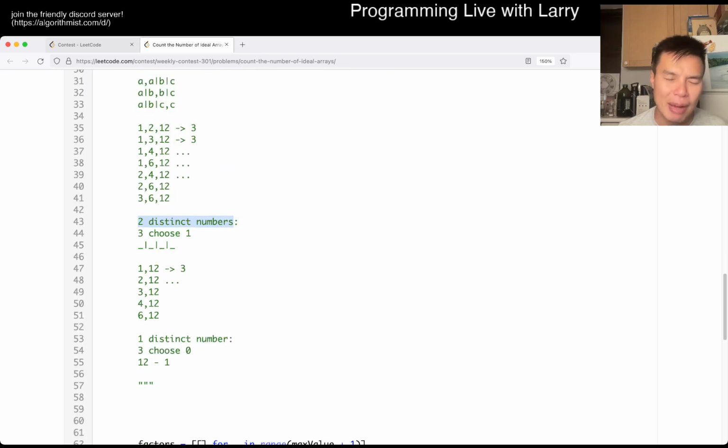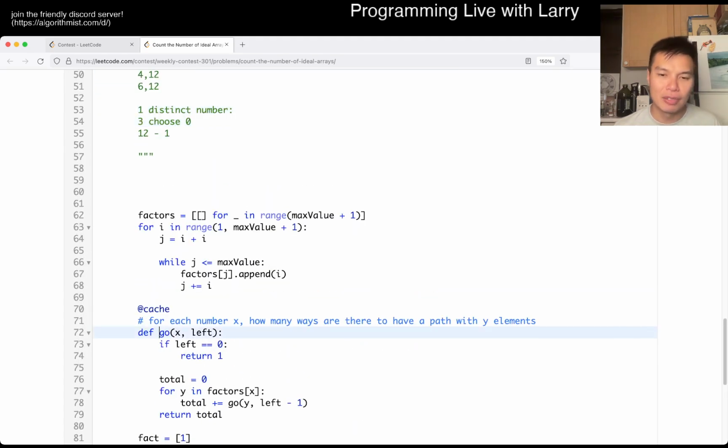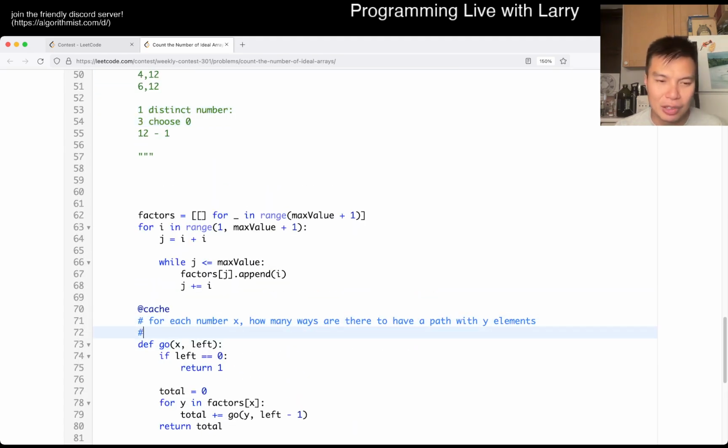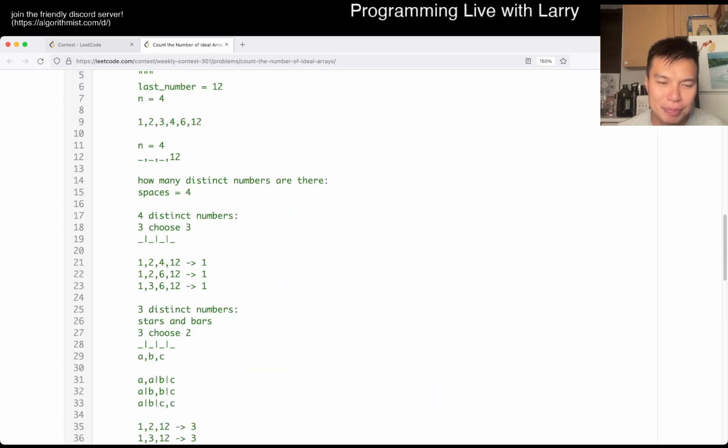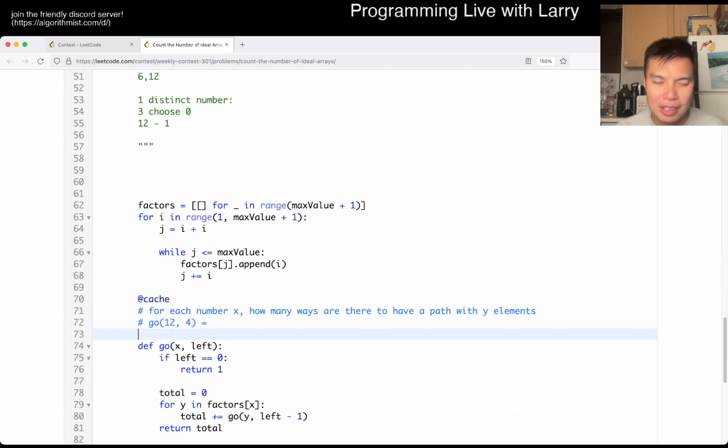How many ways are there to have 1 distinct number? And that's basically what we have here, right? So, for example, in this case, we have go of 12 of 4 is equal to what we had before, right? Is equal to this thing. And that is just equal to, for example, the last number is, technically... yeah. So then the next number will have to be something that's not 12, but one of the factors. I do it this way, but it's the same either way.